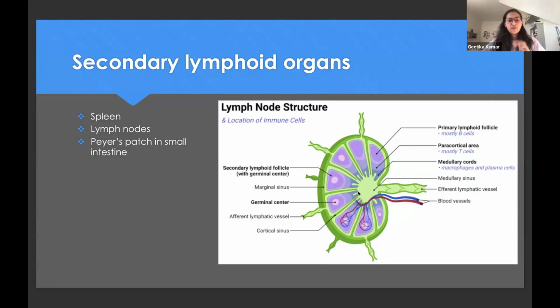And in terms of the follicles, you have primary follicles, which are just mostly B cells. And then you have secondary follicles, which are the more developed follicles. They have a structure in the center called the germinal center. That's where you have the antigen-dependent B cell maturation, and the B cell and T follicular helper cell interactions, which we'll talk about later.